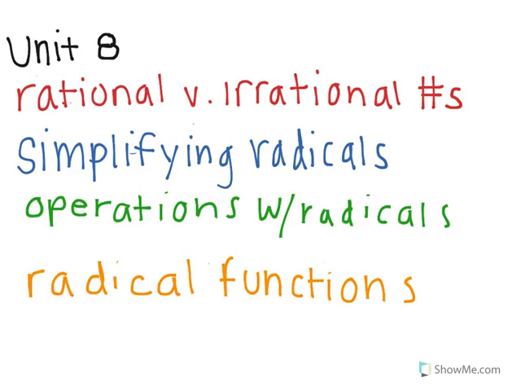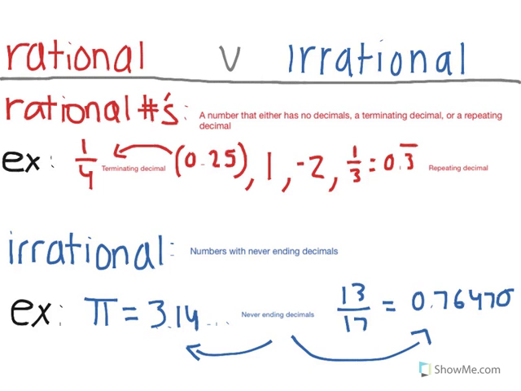In this video, we're going to go over the Unit 8 topics for Algebra 1. This includes rational versus irrational numbers, simplifying radicals, operations with radicals, and radical functions. Let's get to it. First up, we have rational versus irrational numbers.